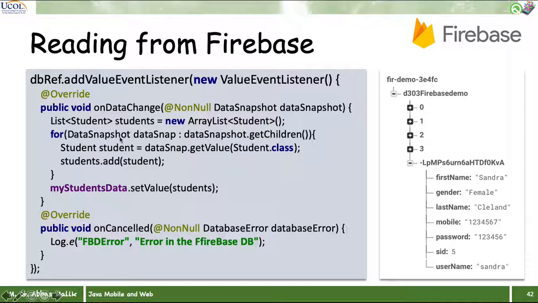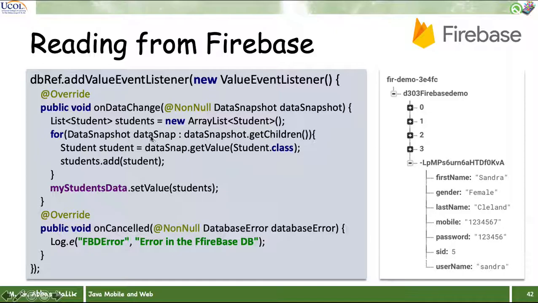So what we are saying is data snapshot dot get children. When you say get children, it will get all these values: ID value 0, ID value 1, ID value 2, ID value 3, and ID value this, which is the long string. All these 5 children will come inside our particular position. So it's a for each data snapshot, it's again a snapshot. So it will have 5 snapshots: ID value 0, ID value 1, ID value 2, ID value 3, and this string. So we have 5 values here.